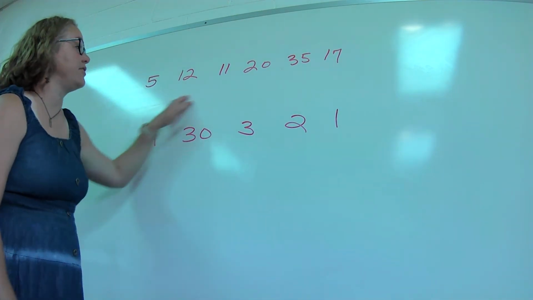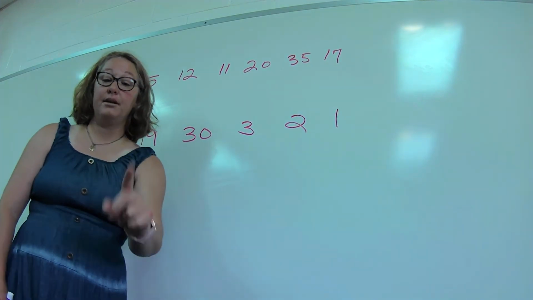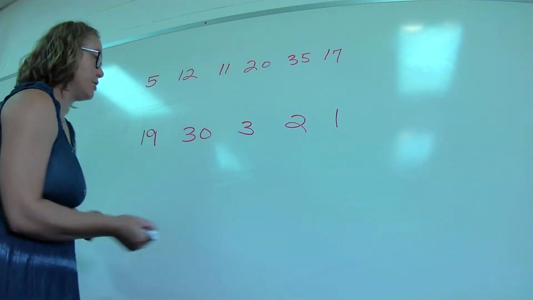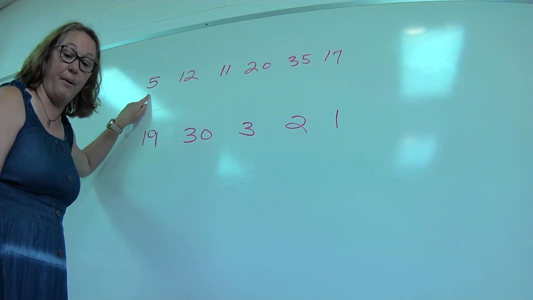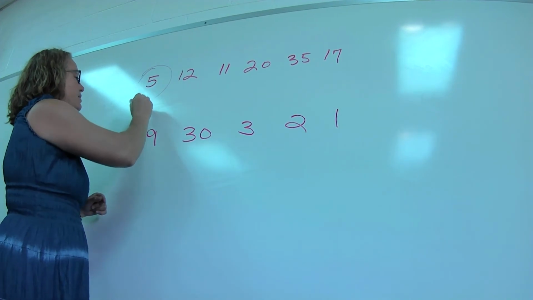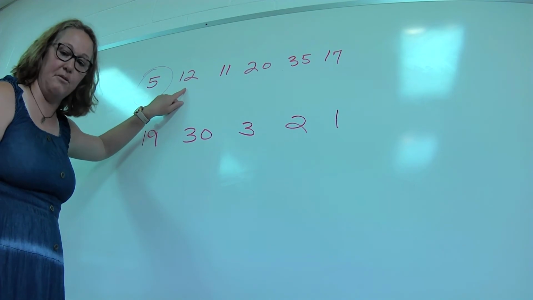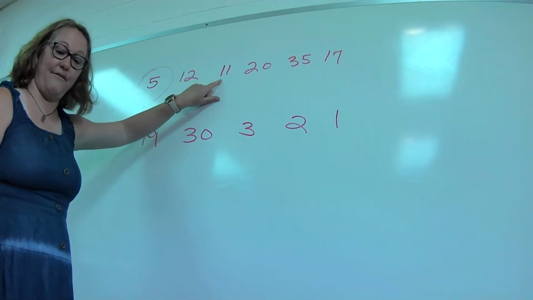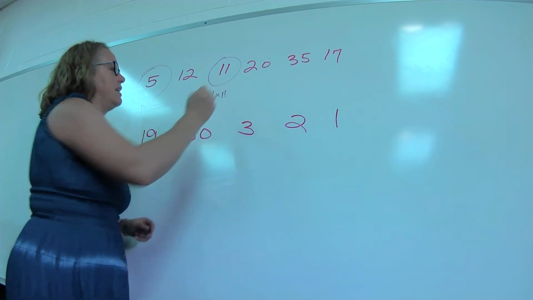I have a list of numbers up here. We're going to circle the prime numbers. Okay? So, tell me, do we circle 5? Is it prime or composite? 5 is prime. Only 1 times 5. 12. Composite. Many parts. 11. Prime. Very good. Only 1 times 11.